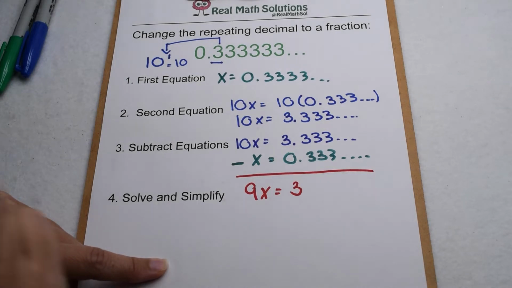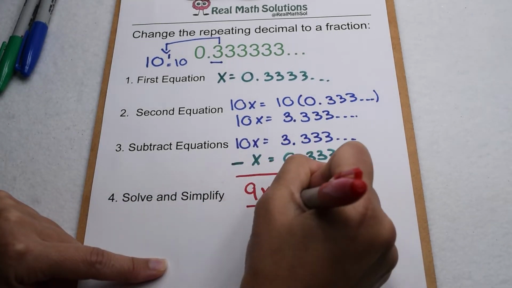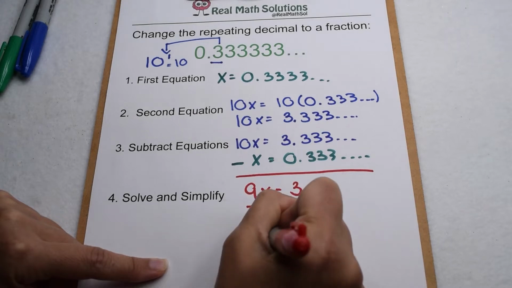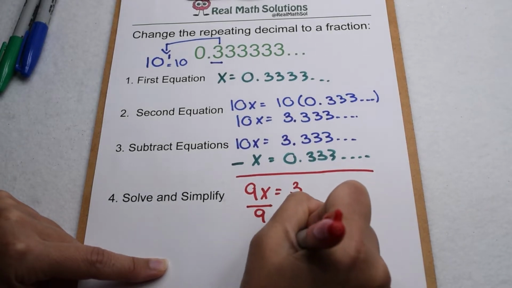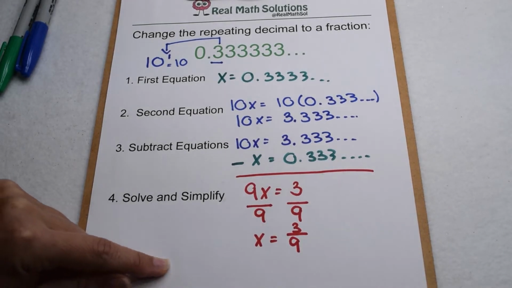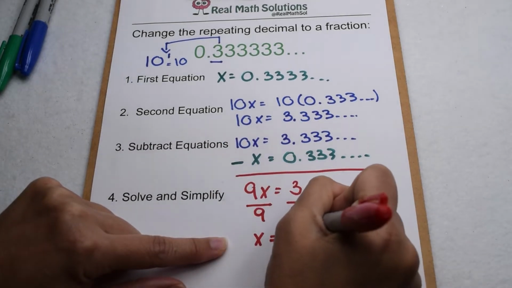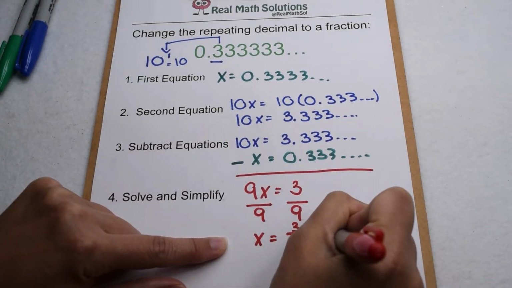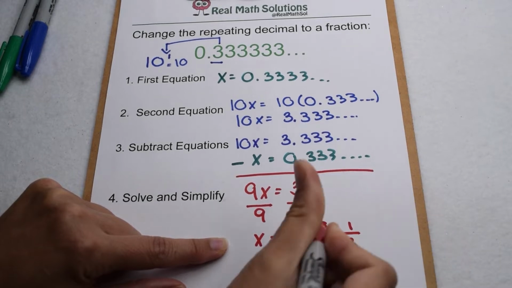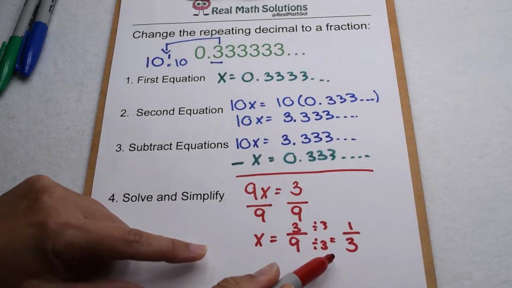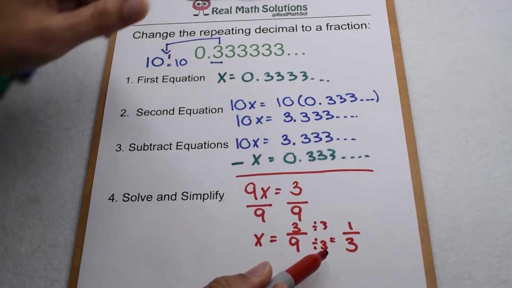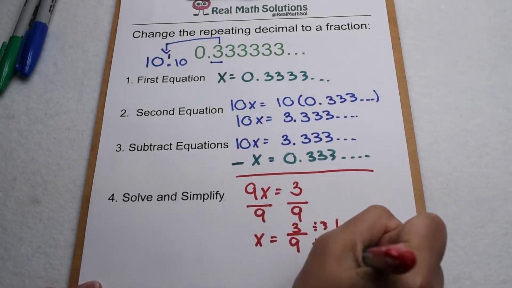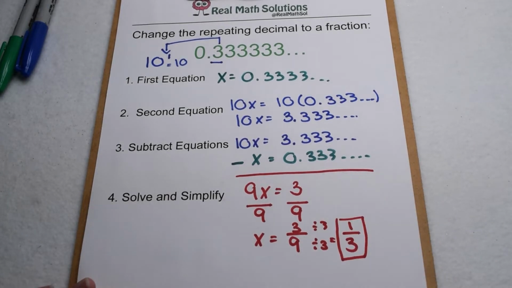9x equals 3 is something we can solve, so we're going to start by dividing both sides by 9. This means our x is worth 3/9 because we want to stay in fraction form. 3/9 can be simplified because both the numerator and the denominator can be divided by 3. So in lowest terms, x comes out to be 1/3. So when we want to put 0.3 repeating in its fraction form, we come out with the fraction 1/3.